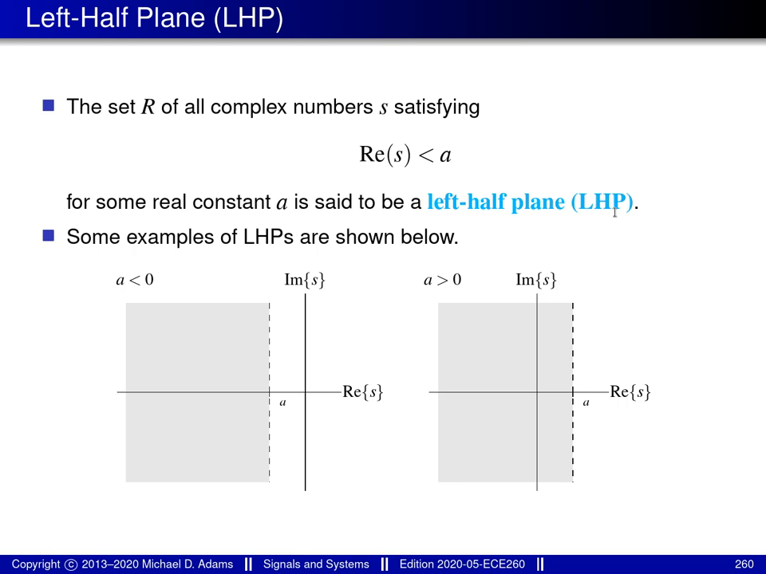Two examples of sets that constitute left half planes are shown in the figures at the bottom of the slide. Clearly, the set denoted by the shaded region in each of these figures is comprised of all points in the complex plane that lie to the left of a vertical line.